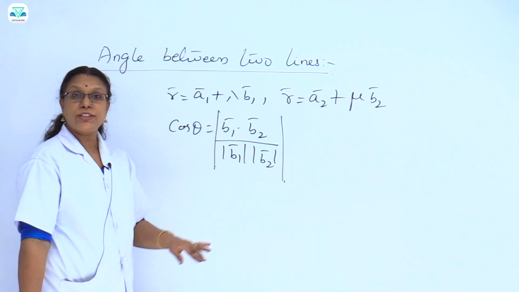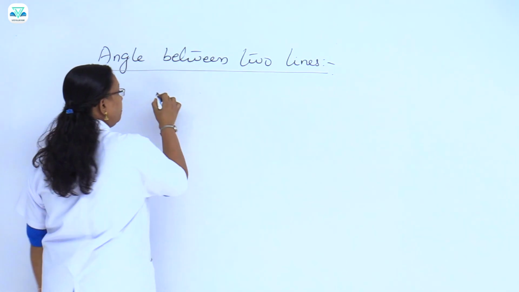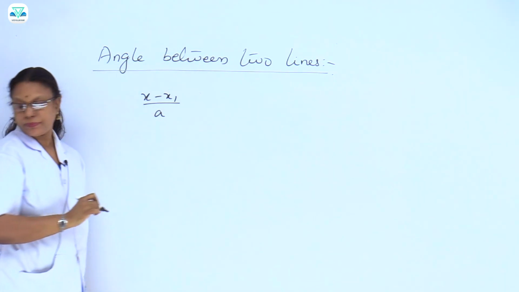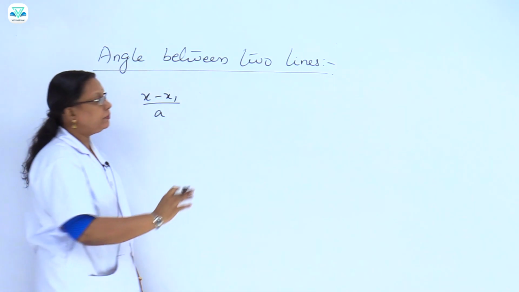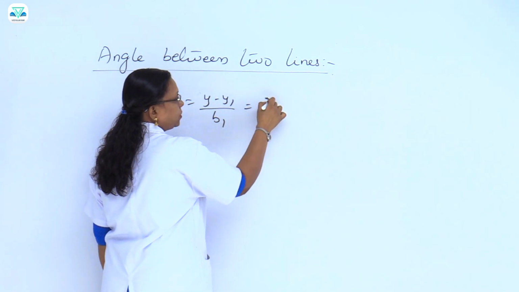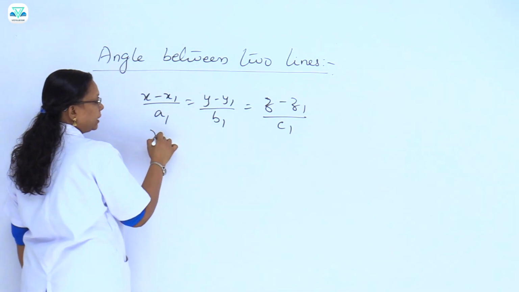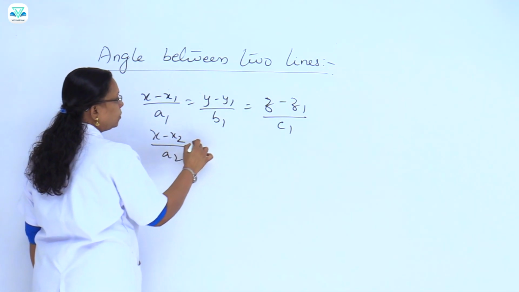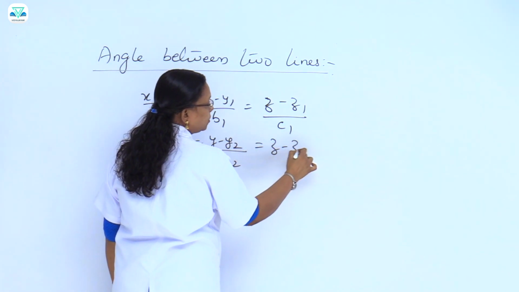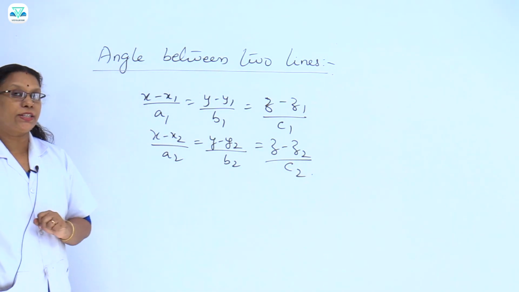Now, this is in vector form. Now, given in Cartesian form, we can write this as x minus x1 by a1 equals y minus y1 by b1 equals z minus z1 by c1. This is one equation of the line. The other one is x minus x2 by a2 equals y minus y2 by b2 equals z minus z2 by c2. The two lines are given in Cartesian form.